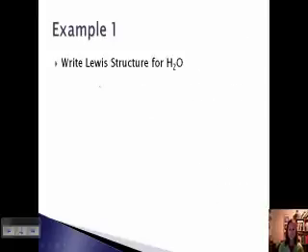Okay, let's look at an example then. Let's write the Lewis structure for water. Okay, so we have H2O. It involves hydrogen and oxygen. Each hydrogen, if I look at my periodic table, is in that first group, so it's going to donate 1 valence electron. But there are 2 hydrogens in water, so that's 2 valence electrons from hydrogen.